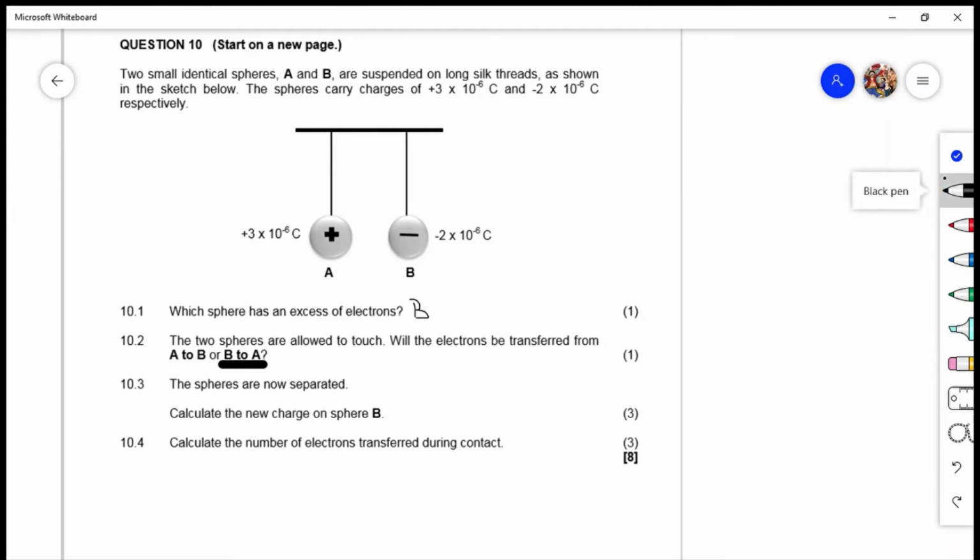Question 10.3. The spheres are now separated. Calculate the new charge on sphere B. So the spheres, when released, came into contact. Electrons were transferred between them. So now each sphere will have a new charge. After the electrons were transferred, the spheres separated, and now each sphere has a new charge.